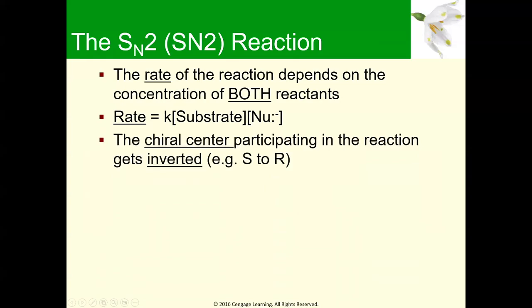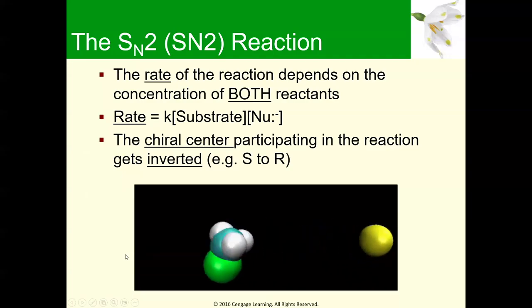And one other thing to remember from our discussion about SN2 reactions is that it inverts the electrophile. So whatever atom is being attacked, everything else that's attached to that atom gets flipped like an umbrella, flipping an umbrella inside out. It gets inverted. So if that happens to be a chiral center, that's the only time where it really matters, if that electrophile is a chiral center, then that chirality gets switched. For example, if it was S, it becomes R, or vice versa. So the chiral center participating in the reaction gets inverted.